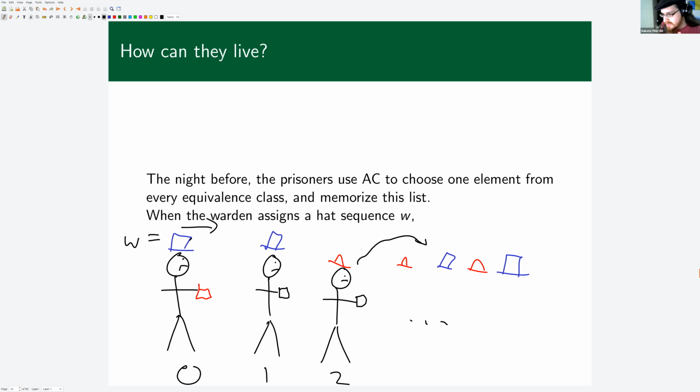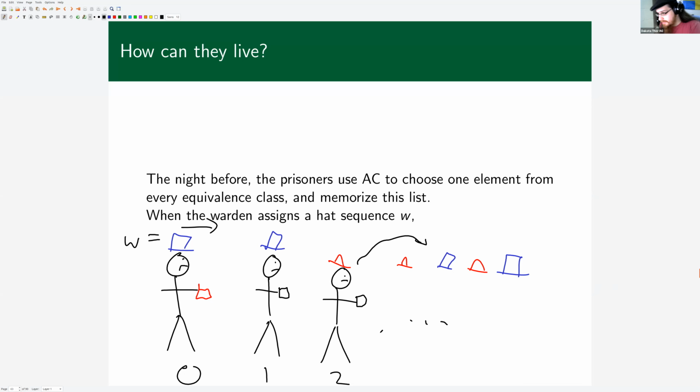Whether this guy has a blue or red hat, whether this guy has a blue or red hat, or whether he has a blue or red hat. It's like 2 to the 3 possibilities. But all of those possibilities are in the same equivalence class, right? Because they're all equal on this tail of reds and blues. And so prisoner 2 now knows what equivalence class the warden's hat choice is in. He doesn't know what the first couple hats are, but he doesn't need to. He knows what equivalence class it's in.